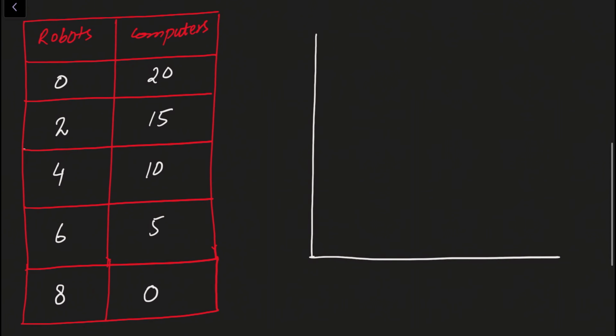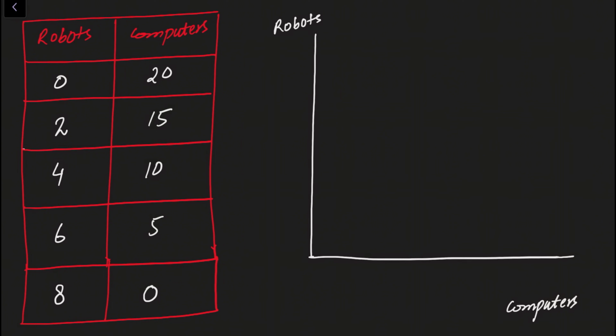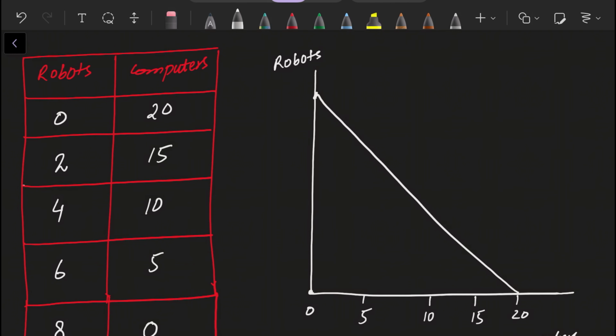So on x-axis we can take computers as shown in this graph, and on y-axis we can take robots. So we can draw the production possibility curve. This straight line is called production possibility curve line. So in this line we have different combinations. We have A, B, C, D and E.